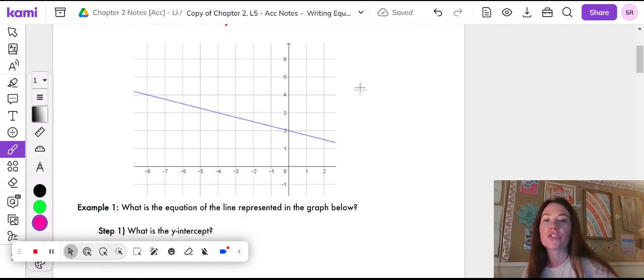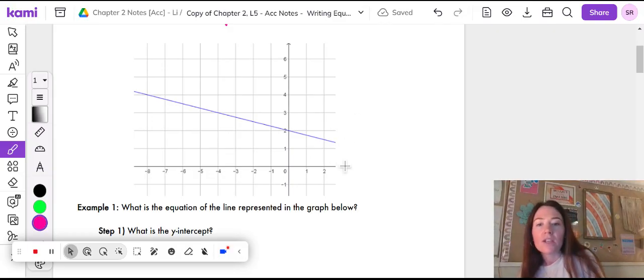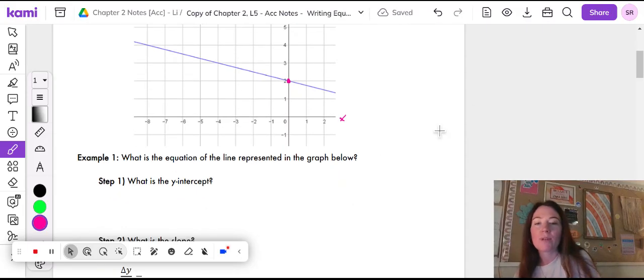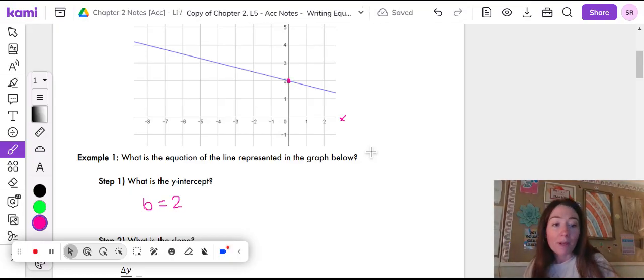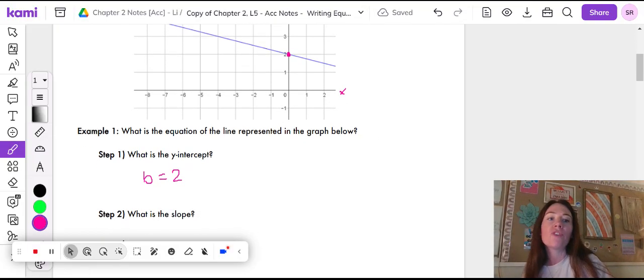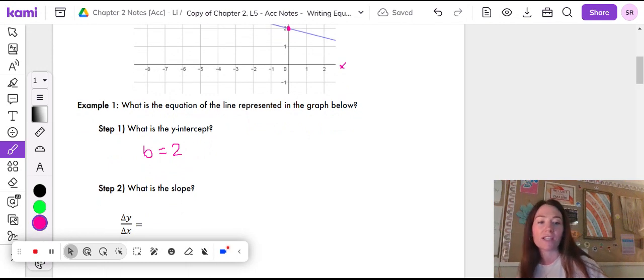So if we look at this first graph here, the first point I always look for is the y-intercept. Just like I graph the y-intercept first, I would also look for the y-intercept first. So here is my x-axis, here is my y-axis. The point on my y-axis is my y-intercept. So that's what I look for first, and it tells me that b equals 2 because that point is at 2 on my y-axis.